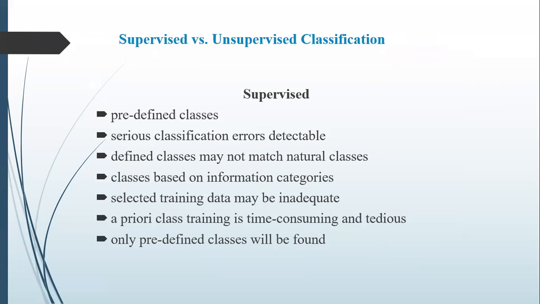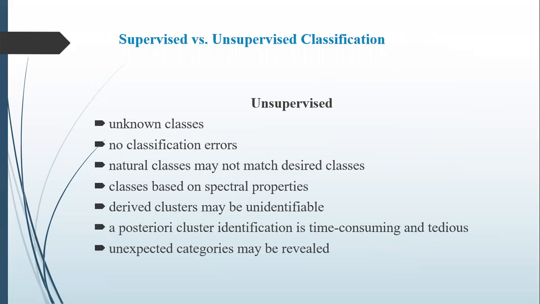So, supervised versus unsupervised. First of all, unsupervised: unknown classes, no classification error. Natural classes may not match desired classes. Classes based on spectral properties. What is the difference between unsupervised and supervised? Unsupervised: classes based on spectral properties. Derived clusters may be unidentifiable. A posteriori cluster identification is time consuming and tedious. Unexpected categories may be revealed.